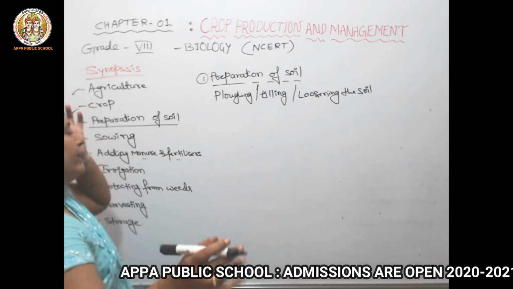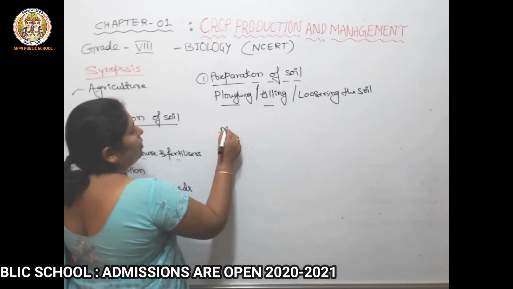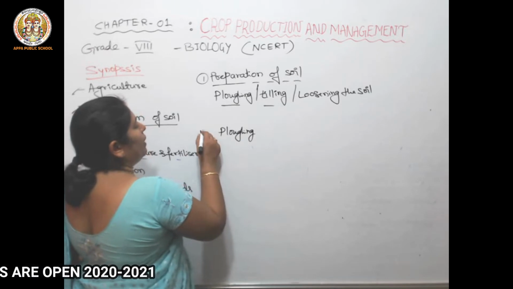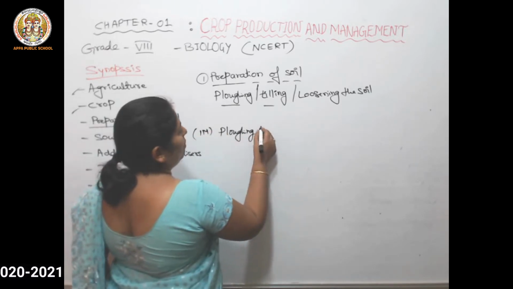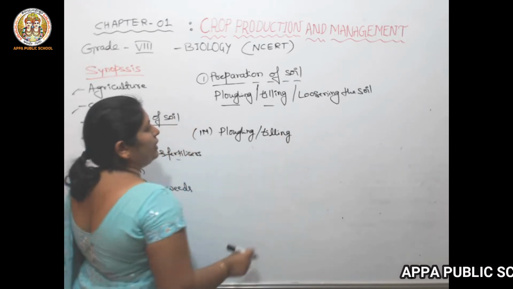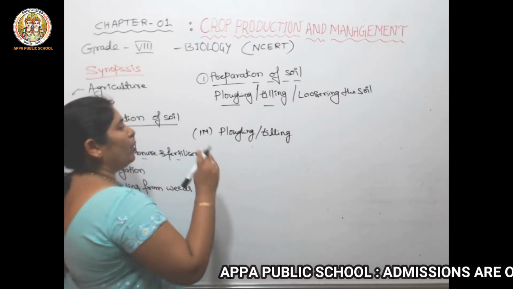Okay, so here you are getting one more definition, that is, what is plowing or tilling. What is plowing? Definitely for again 1 mark, what is meant by plowing or tilling? Right? The loosening of the soil is called plowing or tilling.